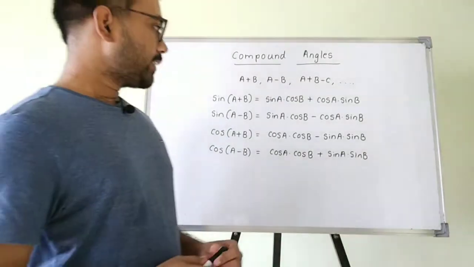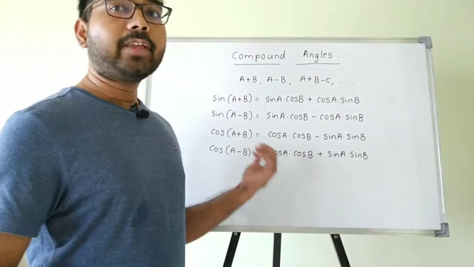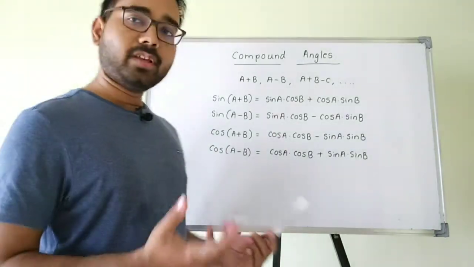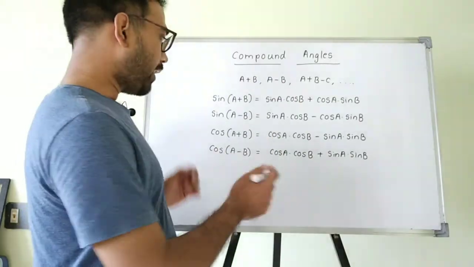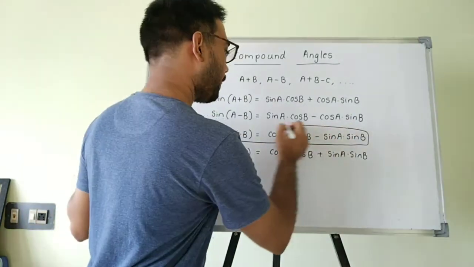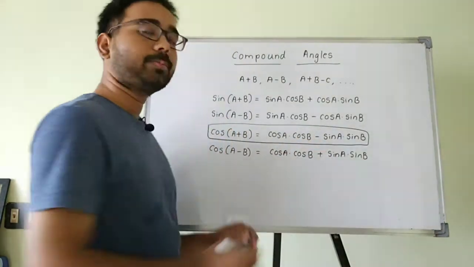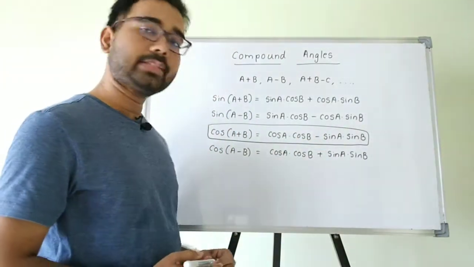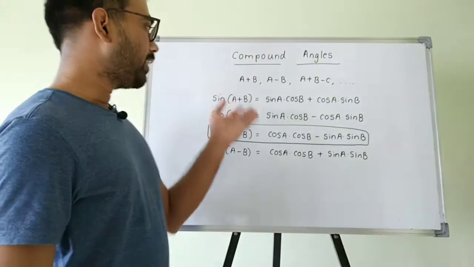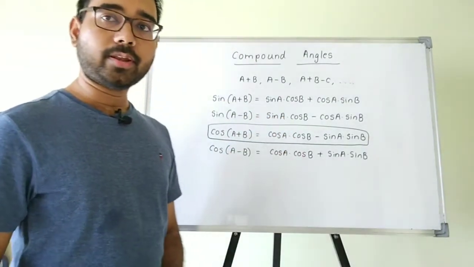So now let us understand how we can prove them. There are several ways we can prove them. One of the ways is we will try to prove this formula, cos of A plus B equals cosA.cosB minus sinA.sinB. And with the help of this, we can actually prove the remaining three formulas as well, right?